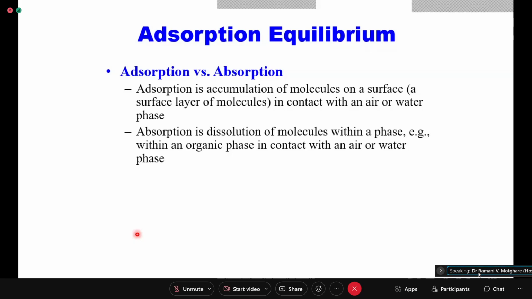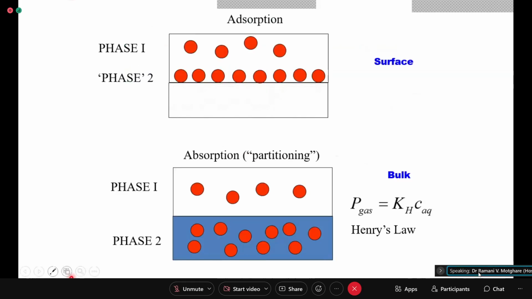So absorption is dissolution of molecules within a phase, within an organic phase in contact with an air or water phase. So this is what a book language says. So in adsorption you have a phase 1. We call this phase 1 an adsorbate. Just keep in mind this is the adsorbate, and this is phase 2, or what you call the adsorbent.